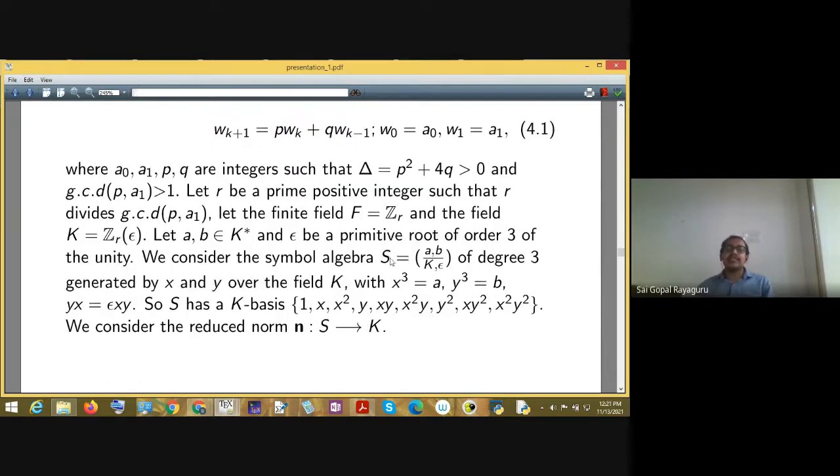We say S is equal to (a, b) over K and epsilon. This whole structure with this property will be a symbol algebra of degree 3, and we take it to be generated by the elements x and y.